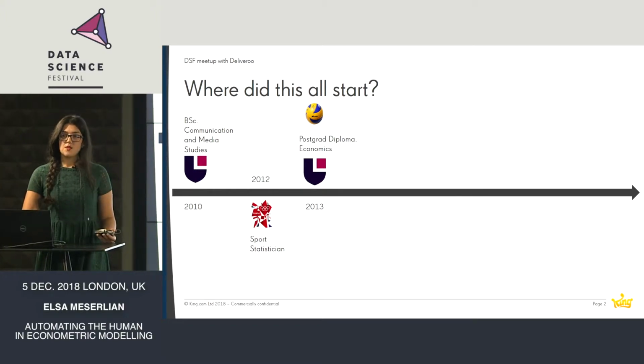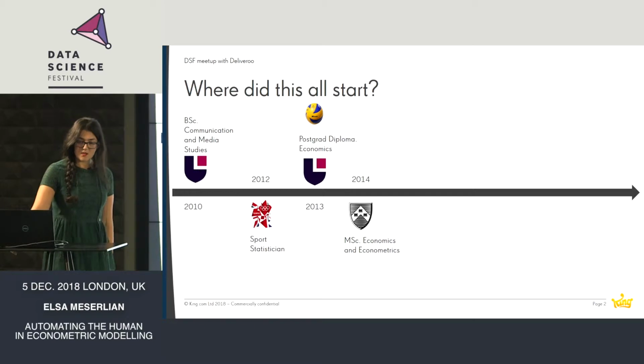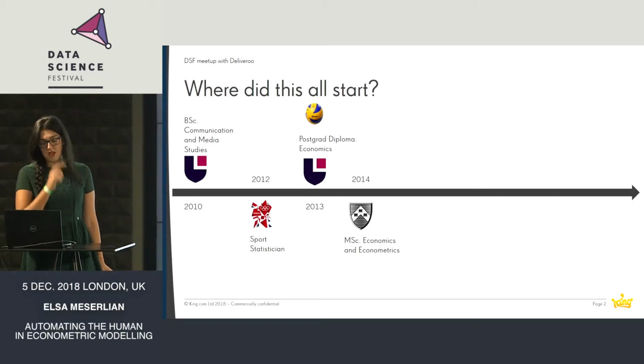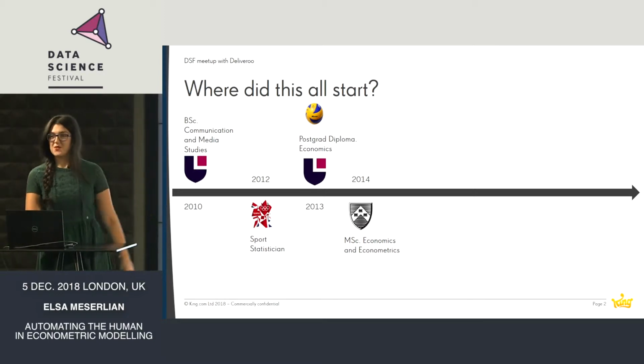So I had an internship at Mediacom and then decided to specialize in econometrics for my master's. So I went to York, did an MSc in economics and econometrics. Probably the most quantitative thing I've ever done in my life. Will I do it again? It was interesting.